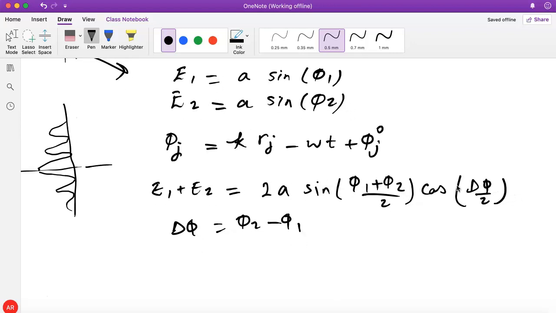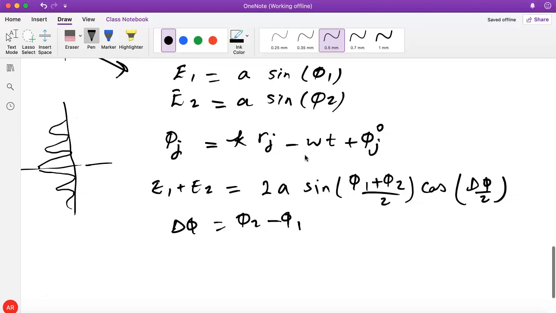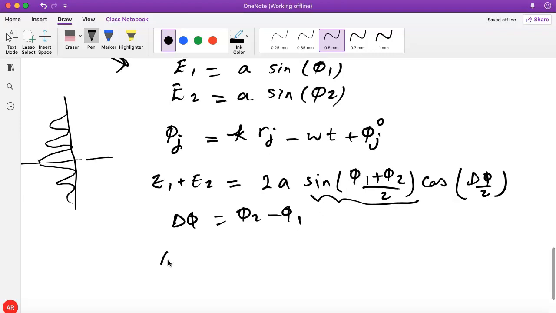And then we see in delta phi, the time dependence goes away. So all the time dependence is in this term. So you have some kind of harmonic oscillator. The time dependence is there. And the amplitude, so let's say A becomes 2a cosine delta phi over 2.